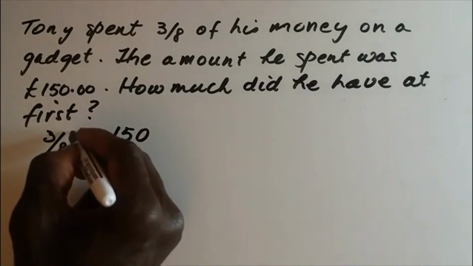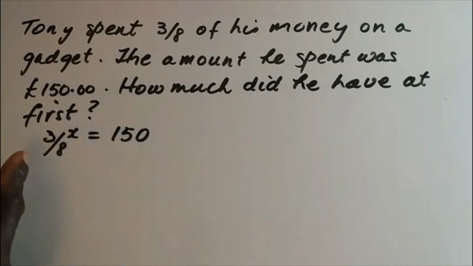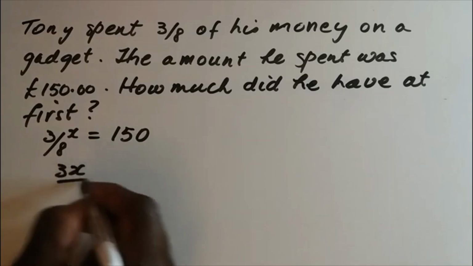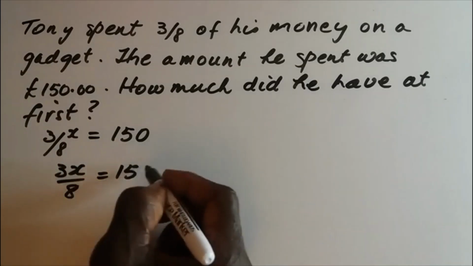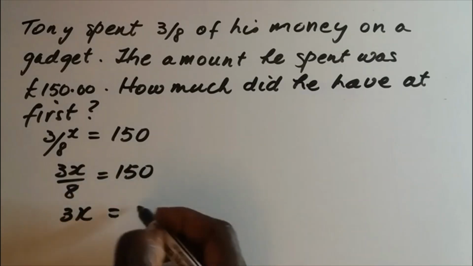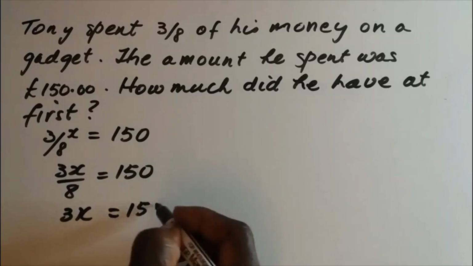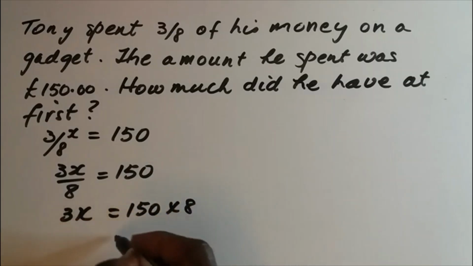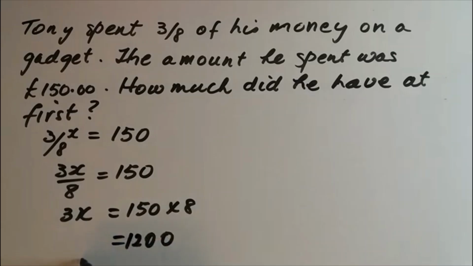We can do this in one go using algebra. We call that amount x. So 3/8 of some amount he spent is equivalent to 150. So we have 3x over 8 is equal to 150. So we have 3x is equal to 150 times 8, which is 8 5s are 40, 8 1s are 8, and 4 makes 12. So 3x is 1200.